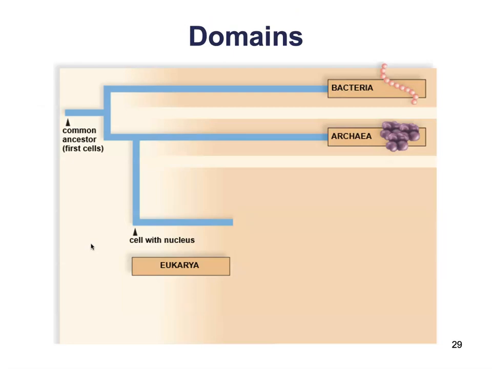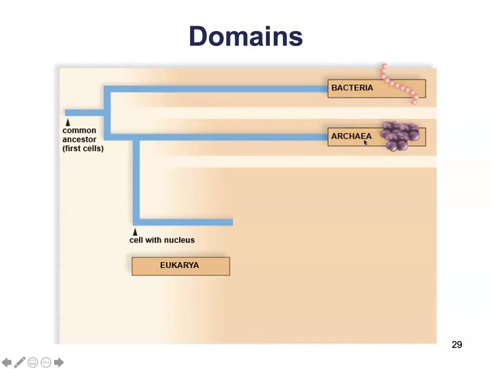Current biochemical evidence suggests that there are 3 domains into which all life can be classified. We have bacteria, archaea, and then eukarya. So this figure shows how they're believed to be related. Both bacteria and archaea may have evolved from a common ancestor very soon after life began. We're going to talk about bacteria and archaea.